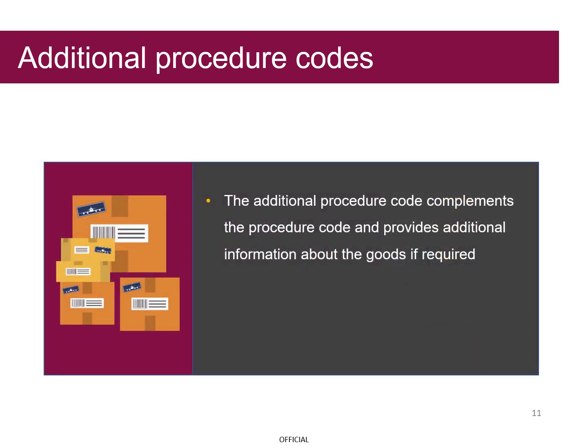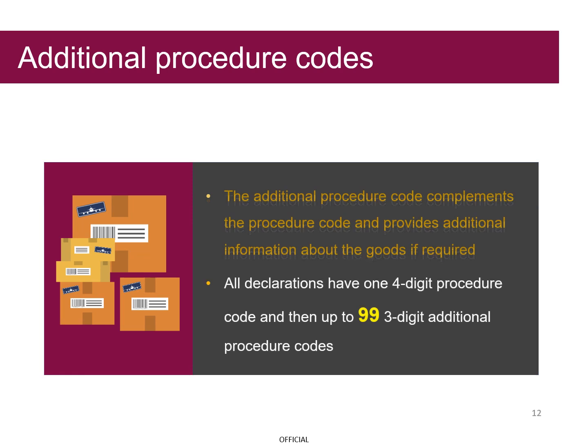The additional procedure code complements the procedure code and provides additional information about the goods if required. All declarations have one 4-digit procedure code and then can have up to 99 3-digit additional procedure codes.